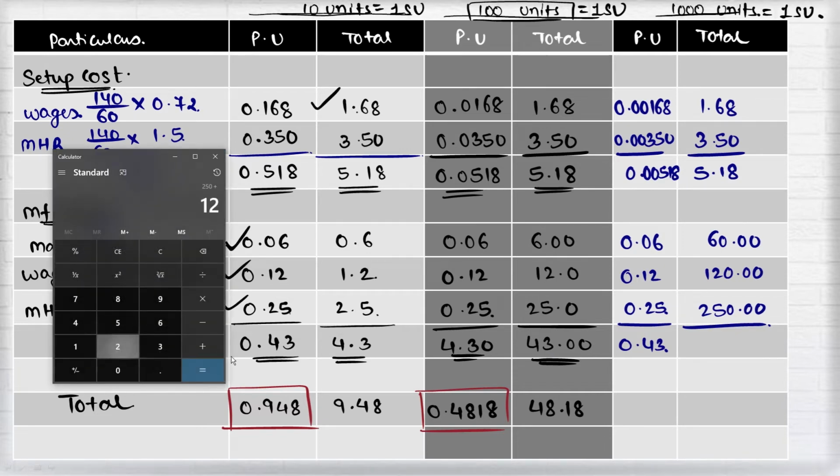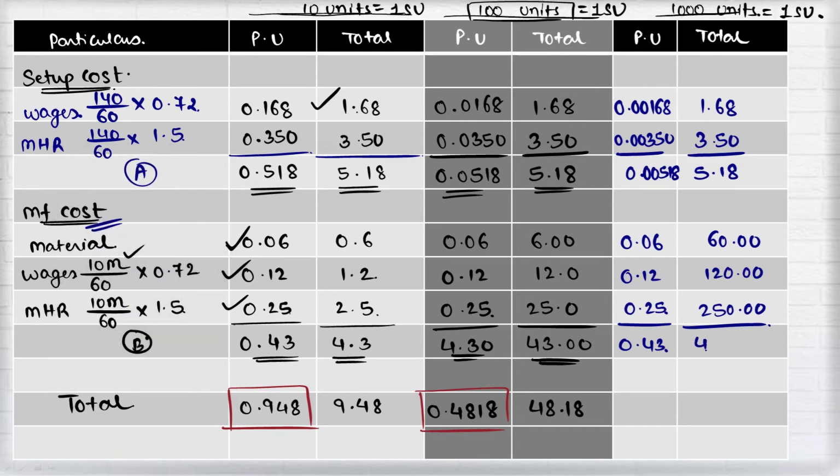250 plus 120. It will be 430, right? What is this total? 43518. And what is this? 435.